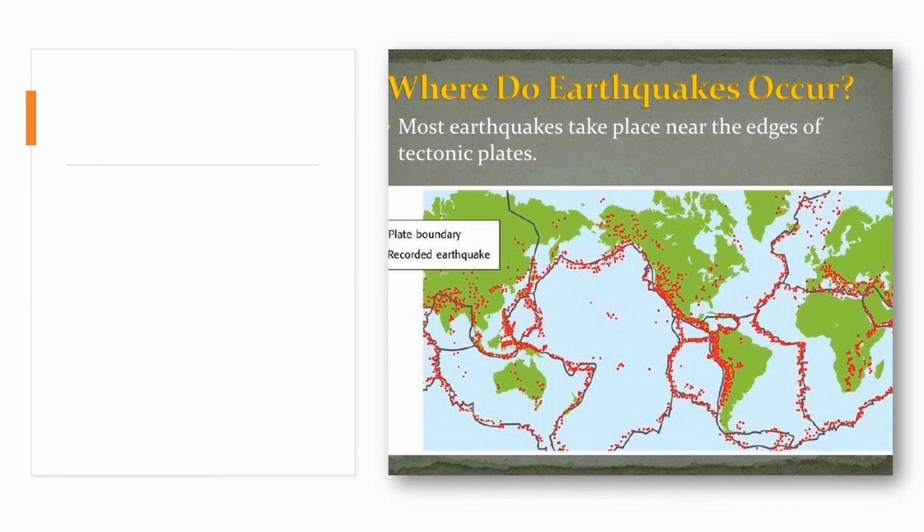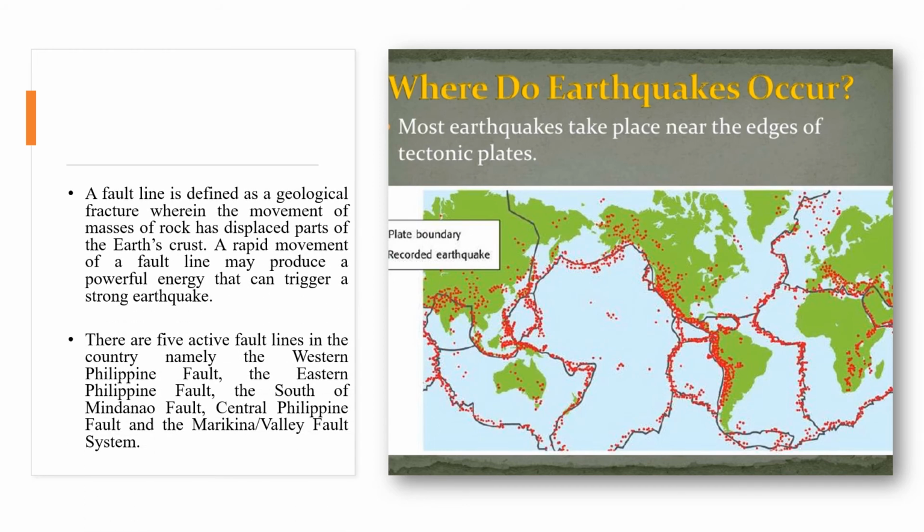Where do earthquakes occur? Most earthquakes take place near the edges of tectonic plates. A fault line is defined as a geological fracture wherein the movement of masses of rock has displaced parts of the earth's crust. A rapid movement of a fault line may produce powerful energy that can trigger a strong earthquake. There are 5 active fault lines in the country, namely the Western Philippine Fault, the South of Mindanao Fault, the Central Philippine Fault, and the Marikina Valley Fault System.